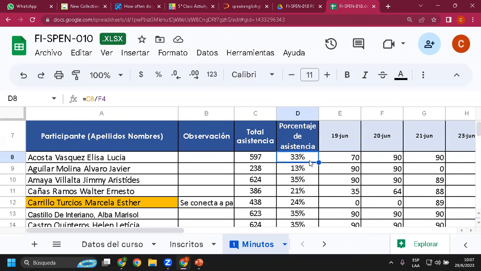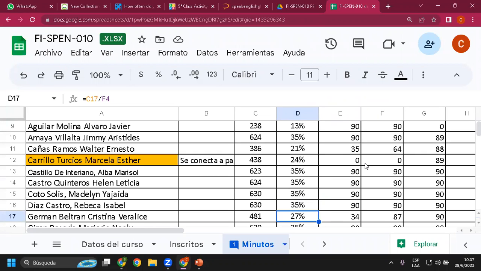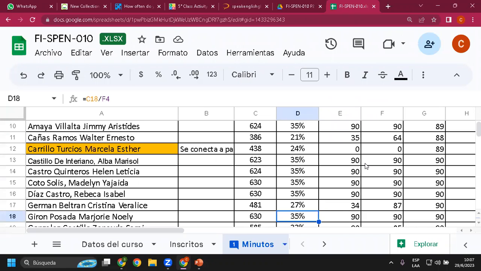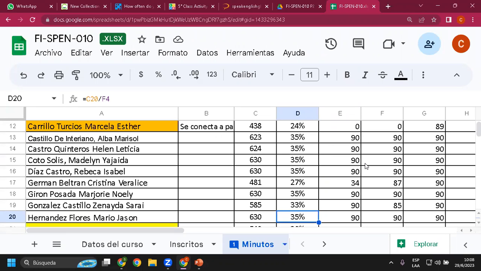There you go. So some of you got 33. So far so good. 35 is the optimum right now. If you have less than 35, you have to be a little bit worried about it. With 35 is because you have been in all the classes, you have been the 90 minutes, and that's great. If you have less than 35 is because maybe you missed one day or you didn't connect the full amount.